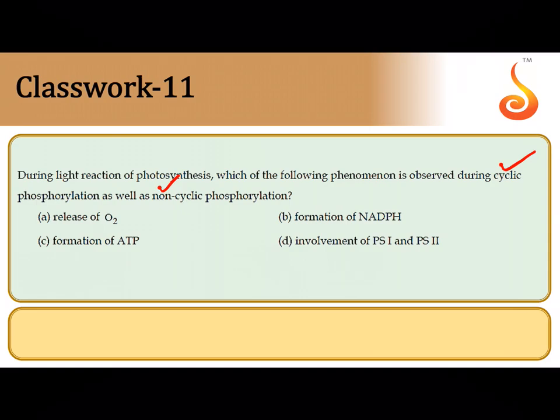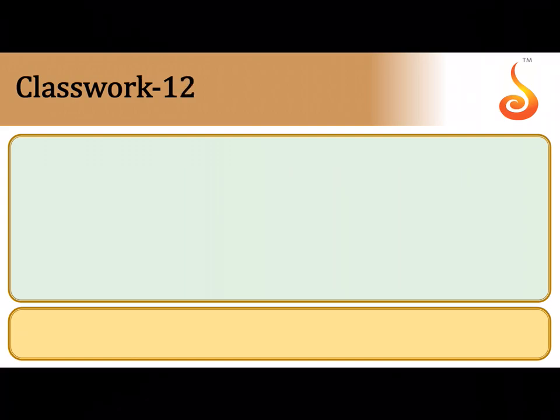Involvement of PS1 and PS2 also happens in non-cyclic. ATP formation through chemiosmotic model, we have learnt that happens in both cyclic and non-cyclic photophosphorylation. 1 ATP is released during cyclic and 2 ATP molecules are generated during non-cyclic photophosphorylation.